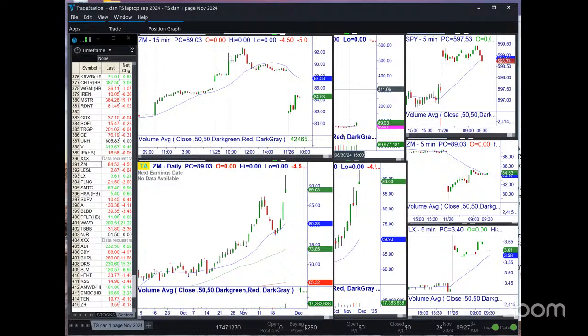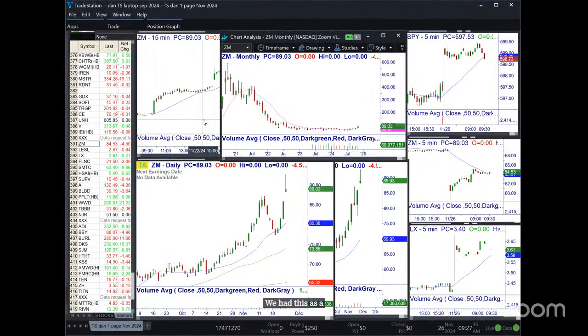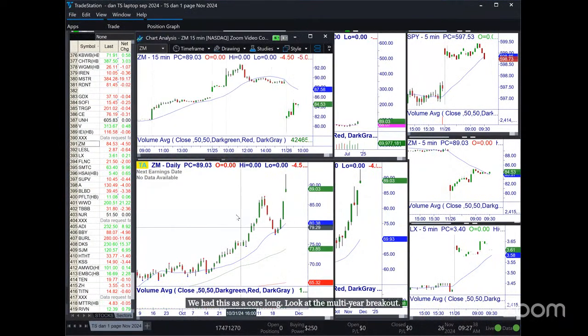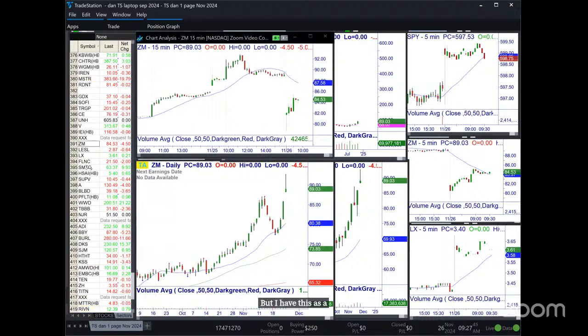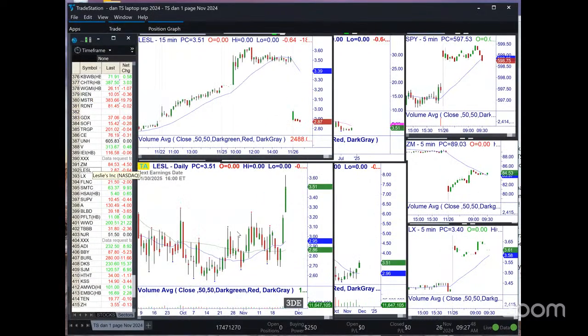We had this as a core long. Look at the multi-year breakout. So gap in the 84. I was hoping it was gapping lower, like to 80. But I have this as a 3 DTE put spread idea. Leslie Pool. That's a big kick in the you know what. If you were long, I mean, that thing's been in trouble for a while.